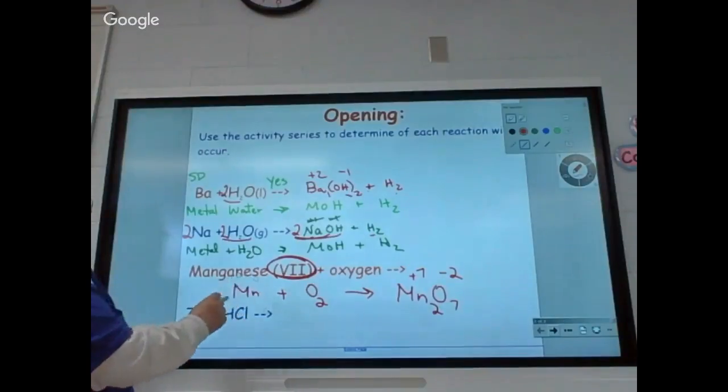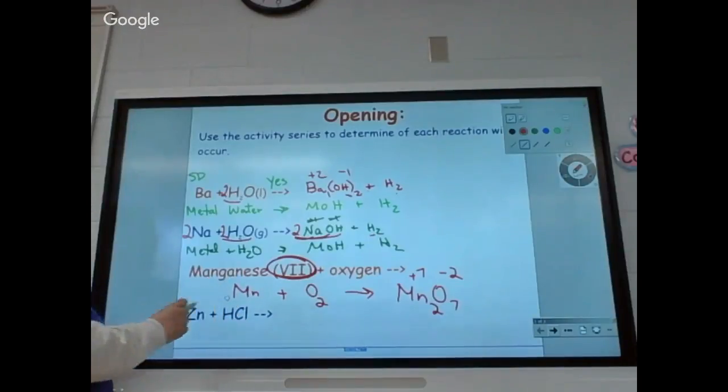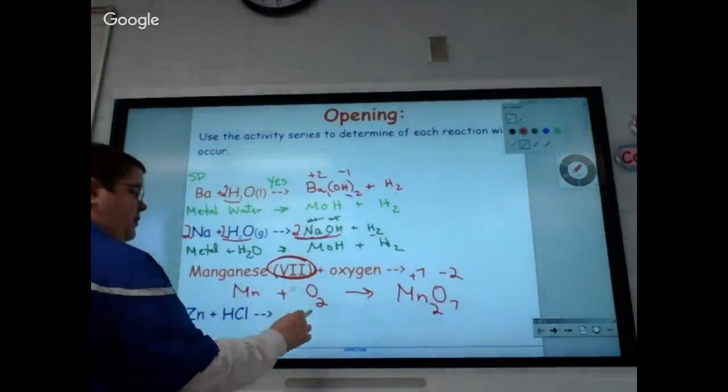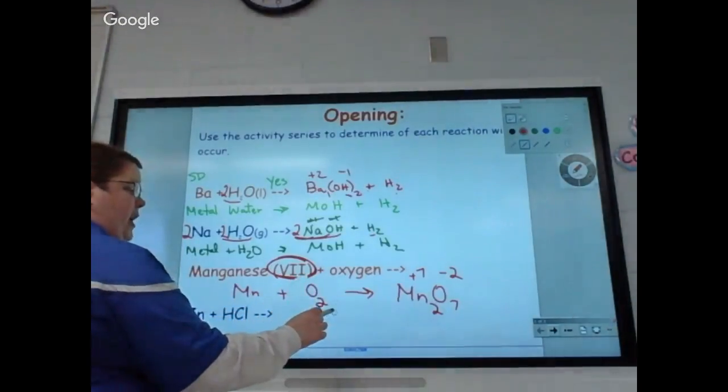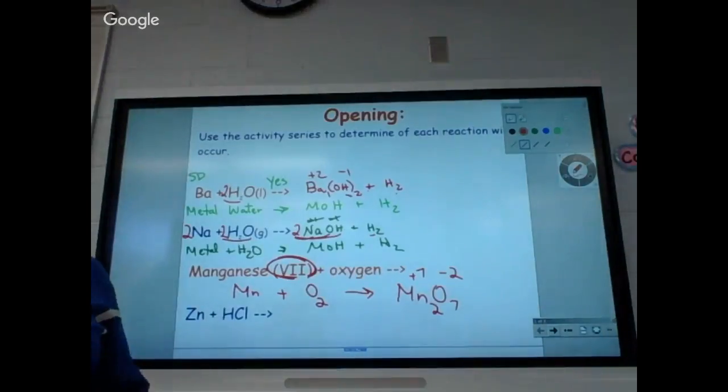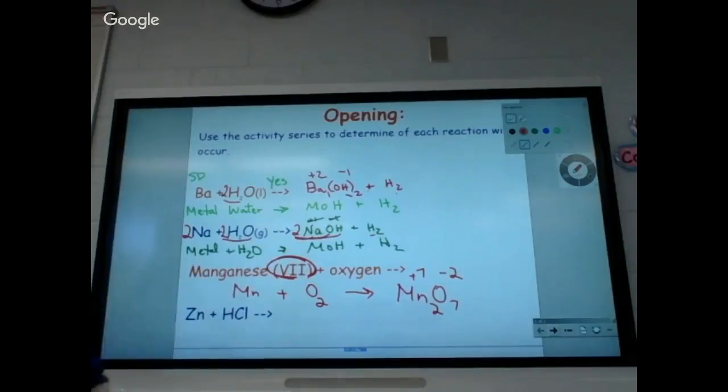This is an element by itself. So you ask yourself, it's by itself. Is it one of the 7 diatomics? If it is, it gets a 2. If it's not, it gets nothing. This was by itself. So you ask yourself if it's one of the 7 diatomics, and you said it was, so you put a 2 on it. That's all you do for those single elements.